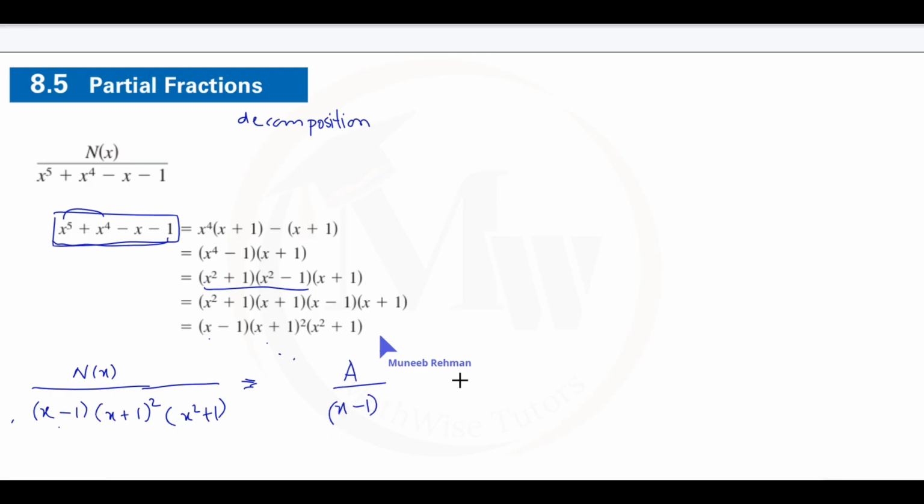One fraction is with x minus 1, plus another fraction with x plus 1. But you know that x plus 1 is also a linear term with a power. Power 2 means one with power 1, and the other with power 2. The first fraction has x minus 1 in the denominator, the second fraction has x plus 1 with only power 1. Then, because it's a power 2, we have to complete the power 2.